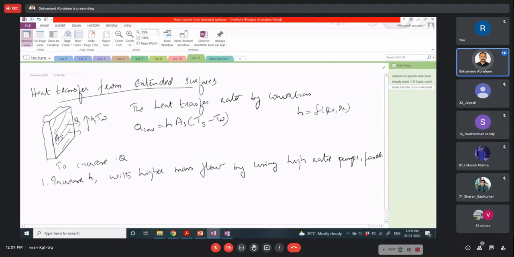Okay. Yeah, so that's how we can actually do this. By increasing the Q, you can actually go for a higher pump. But the issue is that here we are actually increasing the cost of the system. So for running cost, we are actually going to increase.